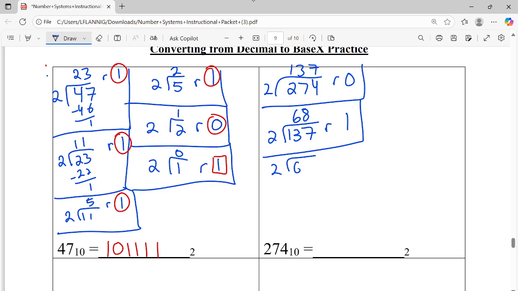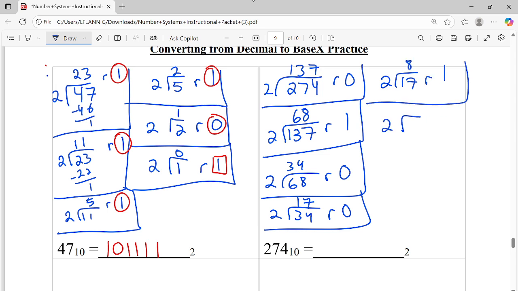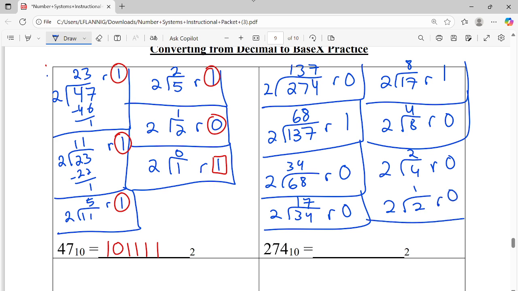And we say, how many times does 2 go into 68? Let me write farther a little down. 2 goes into 68 34 times with no remainder. Okay, then 2 goes into 34, how many times? 17 with no remainder. But then 2 goes into 17 8 times with a remainder of 1. 2 goes into 8 4 times with no remainder. 2 goes into 4 2 times with no remainder. 2 goes into 2 once with no remainder. And finally, 2 goes into 1 0 times with a remainder of 1.